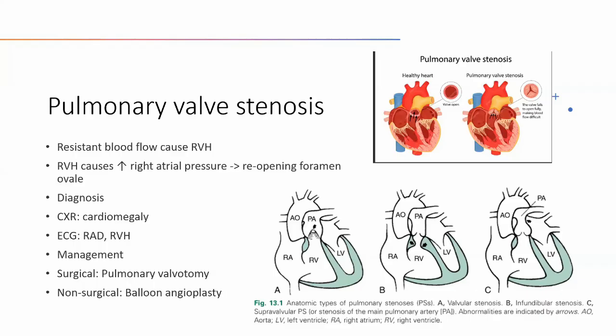And then in terms of management, ideally they also need some surgical intervention where they do pulmonary valvulotomy. And then with non-surgical intervention, they can do balloon angioplasty, which is sort of like a balloon that dilates the valve itself so blood can flow.